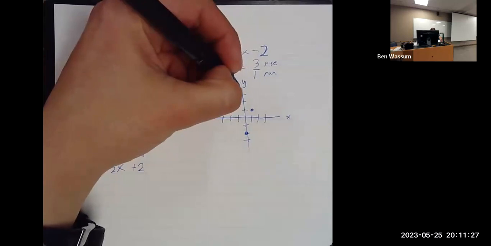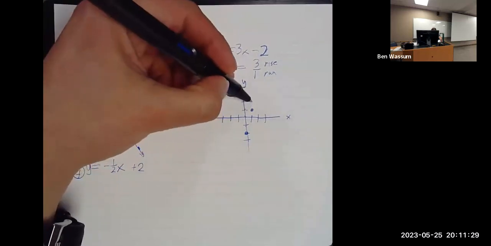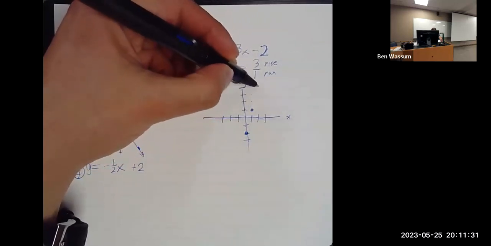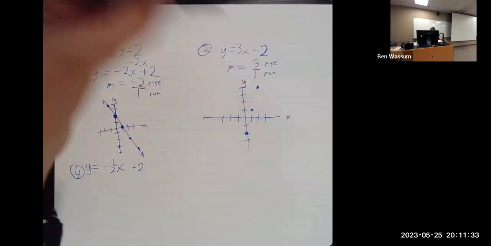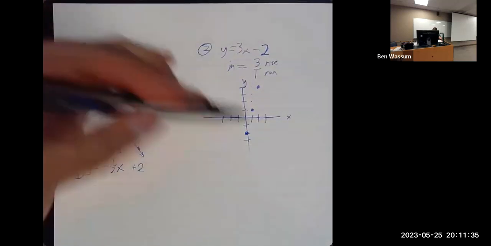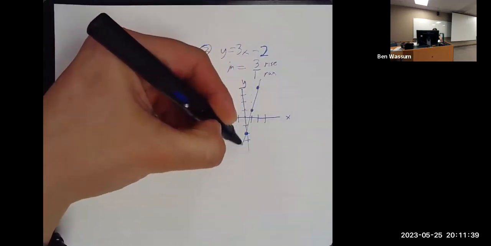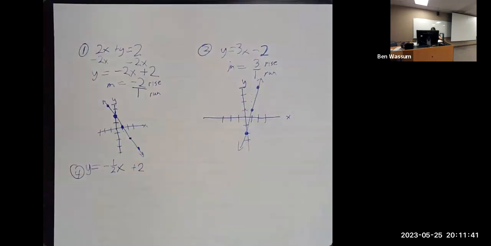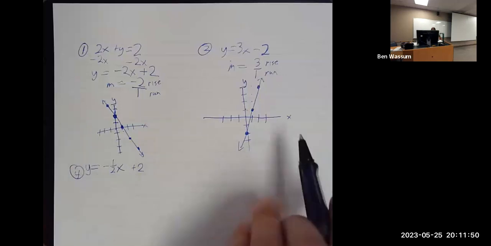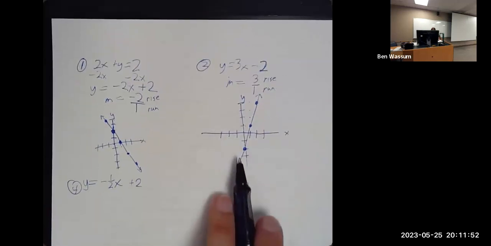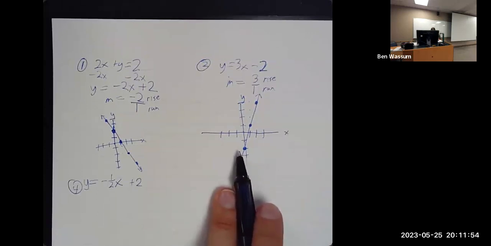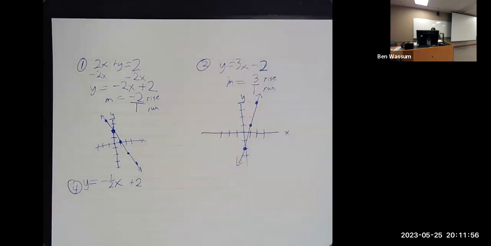Okay, and we're going to do it again. Rise 3, run 1. I've got 3 points now. Should be enough to draw a line between. And there we are. So these aren't too bad, right? You just start from the y-intercept and then move up and down depending on your slope.